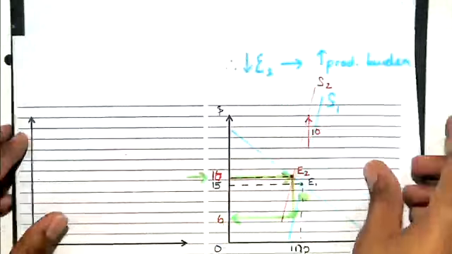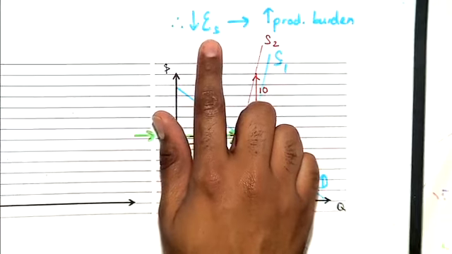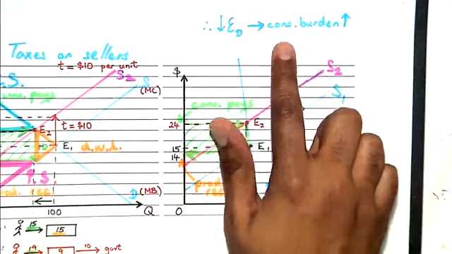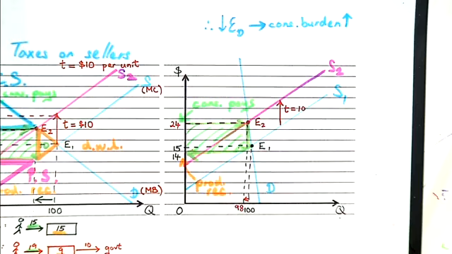The producer burden goes up when supply becomes relatively inelastic. The consumer burden goes up when demand becomes relatively inelastic.